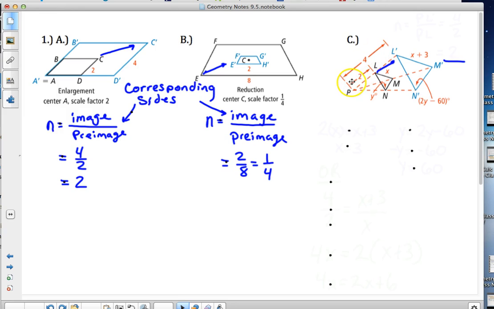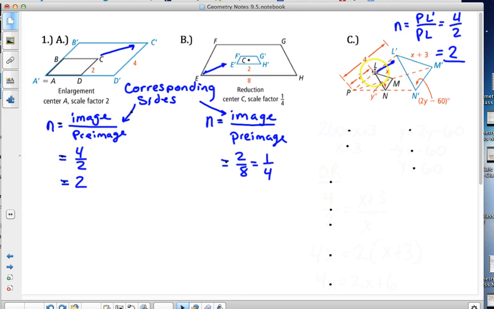But angles are always the same. So when I'm looking at these, we've got to pay attention to that. Right now, if I talk about my image, n is equal to p to l prime. I'm going p to l prime, and I've got p to l. I've got 4 over 2, so my size change is 2. I've got a scale factor going on. So L prime, M prime, N prime is twice as big as LMN.